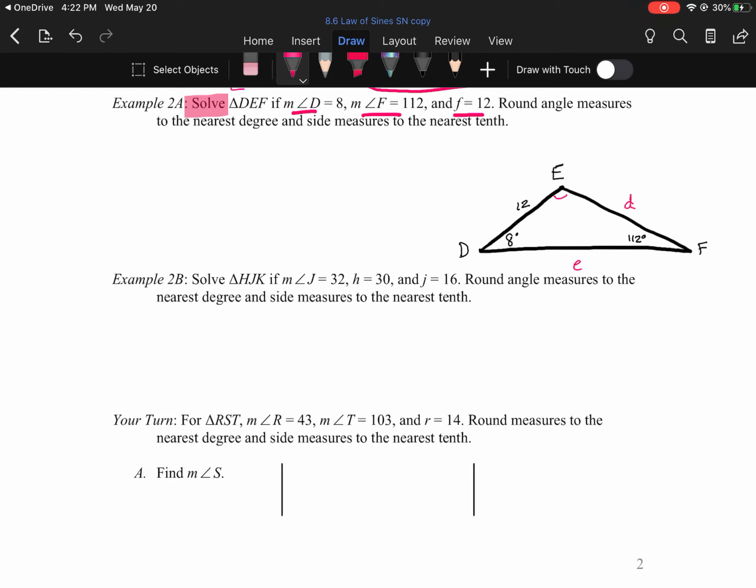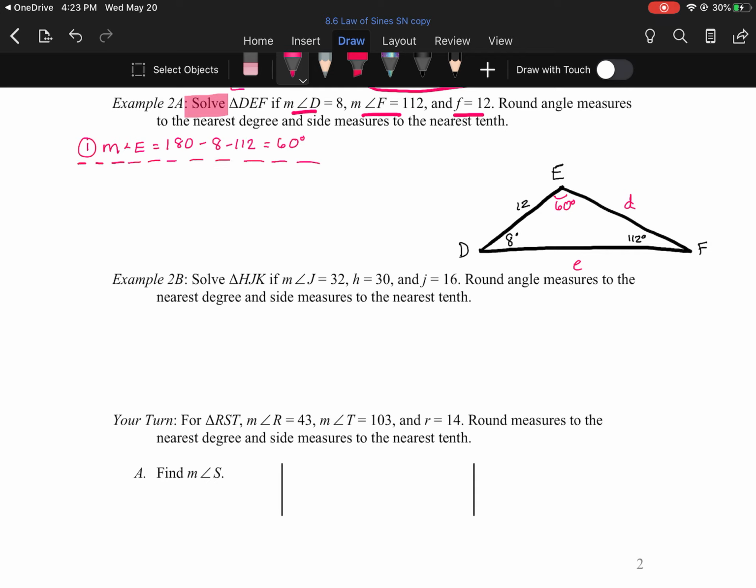So the very first thing we can find that's the easiest is angle E. Because it's a triangle, we know 2 of the 3 angles, so we can find the last one just by subtracting both of them from 180. So the first thing we're going to do is find the measure of angle E. We're going to take 180 minus 8 minus 112, or 180 minus 120, and we get 60 degrees. So therefore, we know that that is 60 degrees. First part finished. Now we either have to find d or e.